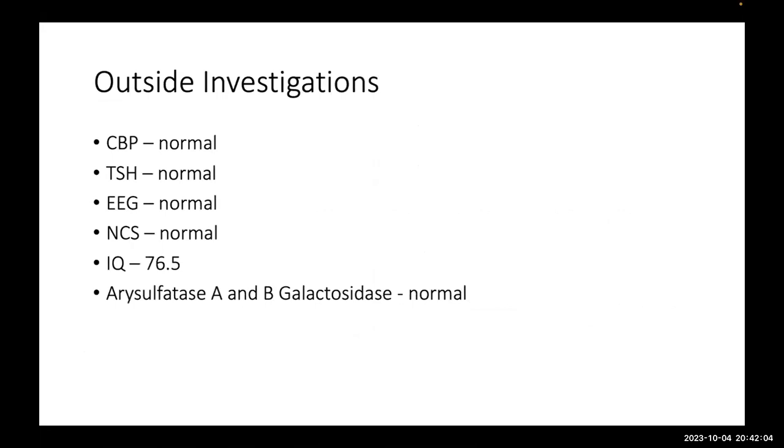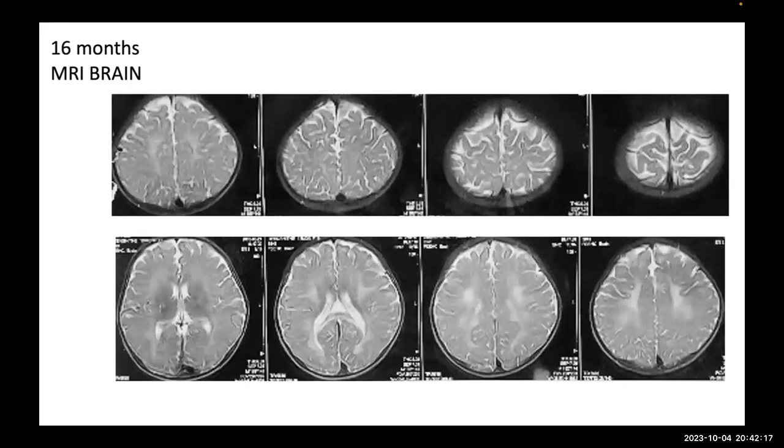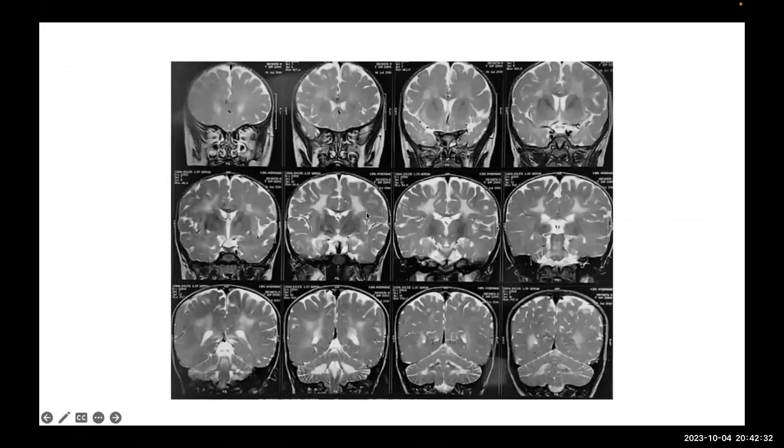The outside investigations, when the child presented to us: CBC, TSH, EEG, and NCS were normal, IQ was 76.5, and arylsulfatase A and B and galactose were done. This is the MRI brain that was done at 16 months of age, in which the T2 weighted image clearly shows hypomyelination in the subcortical white matter areas. Again, in this coronal view, there is T2 hypomyelination seen in the periventricular and subcortical white matter areas.